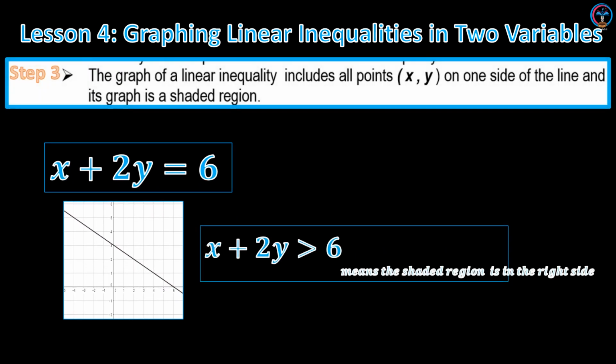In step number 3, all you need to do is shade the shaded region. Since this is greater than, the shading is on the right side of the divider, or the line created by the equation presented. So this is the idea. Now let's proceed to step number 4.